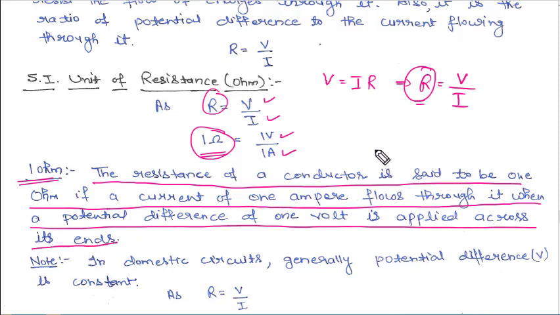And that means, suppose this is a wire, this is our resistance, this is our cell or battery, and here we have used an ammeter. Now suppose this is a cell of 1 volt, so 1 volt of potential difference is set up across this resistance, and 1 ampere of current is flowing through this circuit, then the value of this resistance will be 1 ohm.